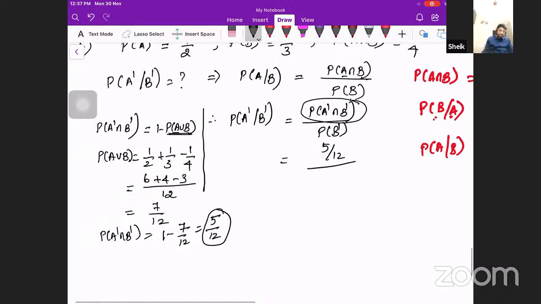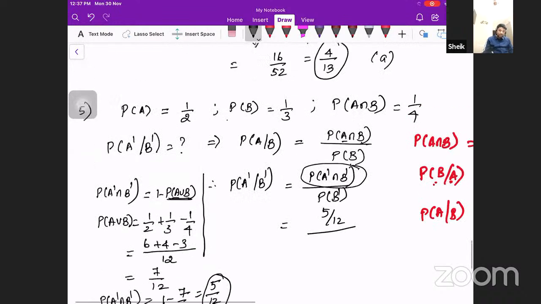And what is P of B dash? See, P of B is given as 1 by 3. So P of B dash is equal to 1 minus 1 by 3, which is 2 by 3. So now, 2 by 3, 4 times. So our answer is 5 by 8.